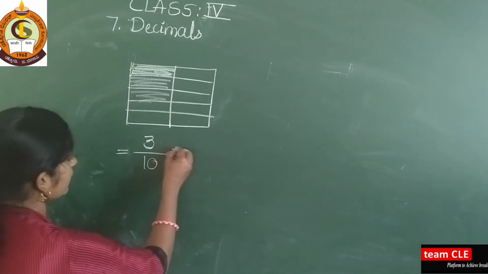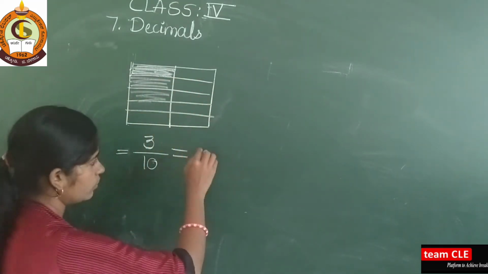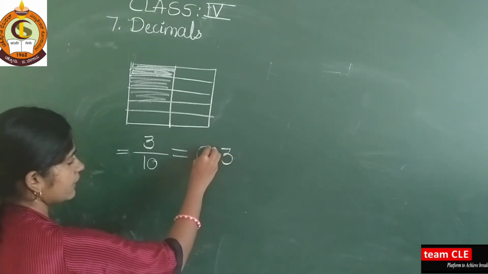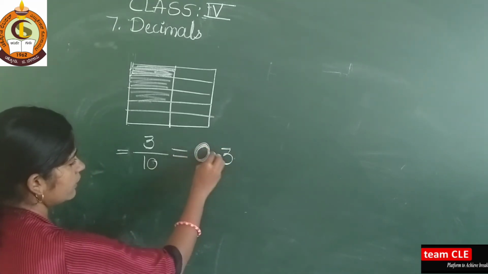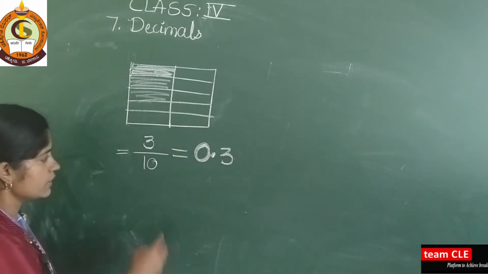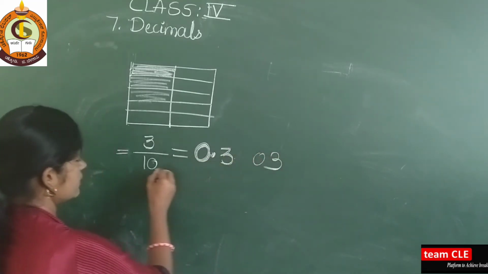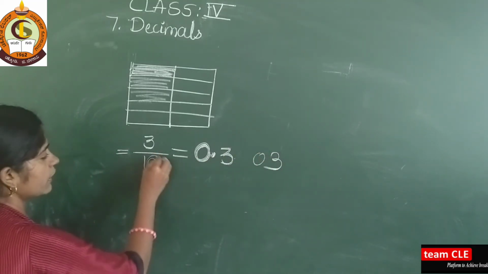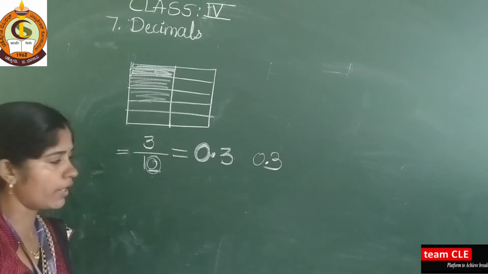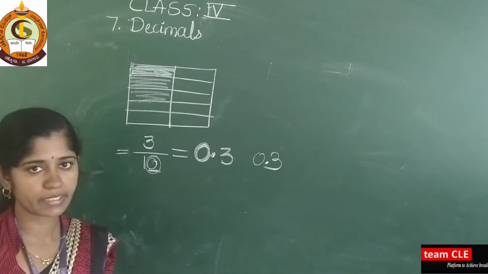Then how do we write it in decimals? Here the total parts are 10. We write it as 0.3. See here, you keep 0 first, then write 3. And see the denominator: how many zeros are there in the denominator? That many decimal places you have. After that digit, you have to put the point. So 0.3. This kind of example is there in your textbook.